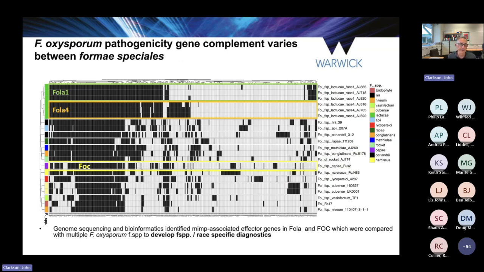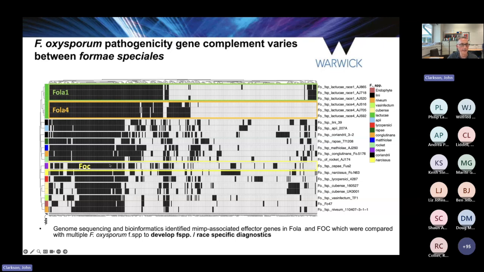As we begin to delve into this genome, and into the accessory genome in particular, we can run these bioinformatics pipelines, as they're called, to identify these effector genes or pathogenicity genes in different forma speciales. And this just shows you a presence-absence of what we think are the main pathogenicity genes in these different forma speciales. So you can see a few isolates of lactucae race 1 and race 4 at the top, and halfway down in yellow is the CP1.